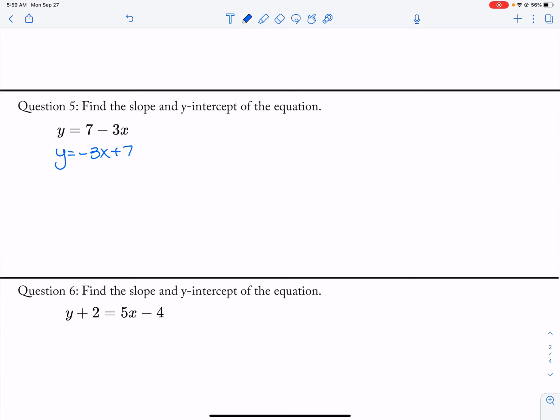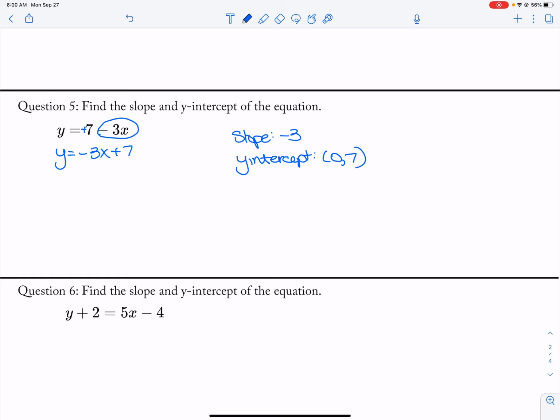Okay, so remember that the sign is what carries from the left-hand side. So that's why it's a negative 3x. And then there's a plus technically in front of the 7. So that's why it's plus 7 here. And then your slope is negative 3 and your y-intercept is at 7. So remember, again, it's 0, 7.